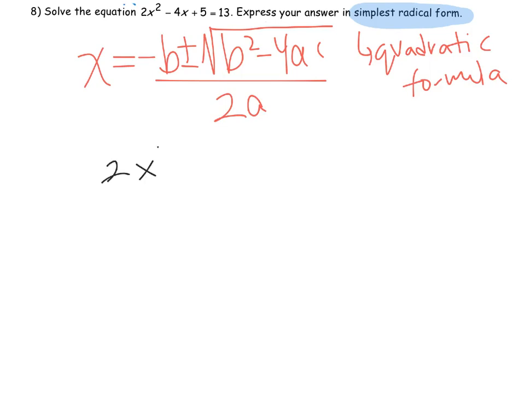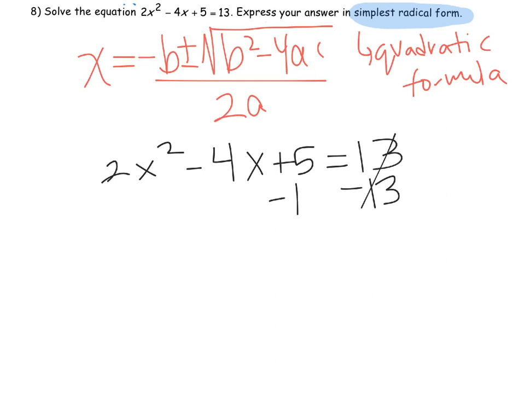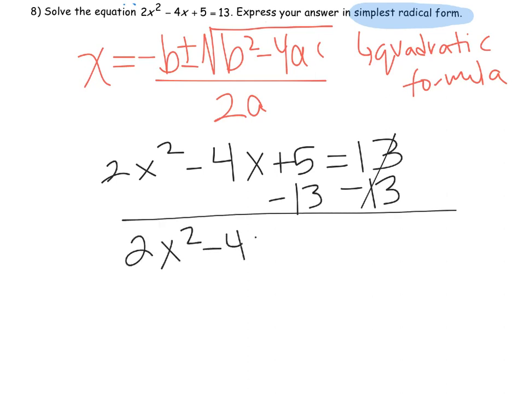I have 2x squared minus 4x plus 5 equals 13. I want to get this thing set equal to 0. So I'm going to subtract the 13, get it equal to 0. I have 2x squared minus 4x minus 8 equals 0.